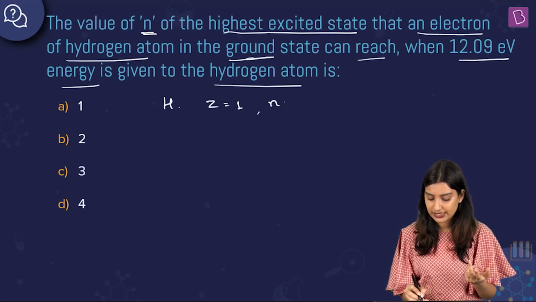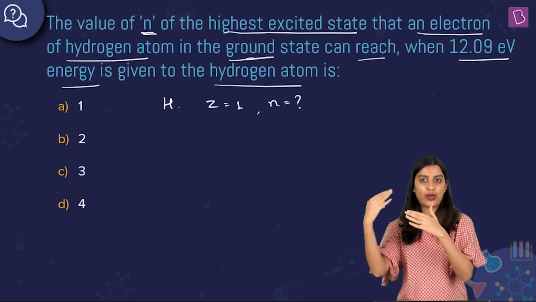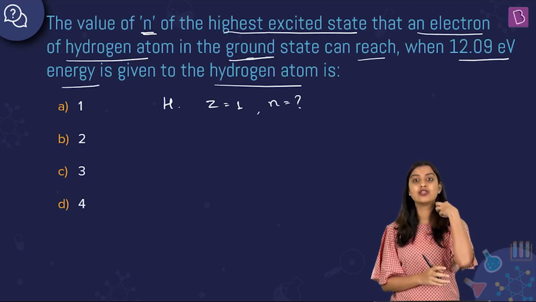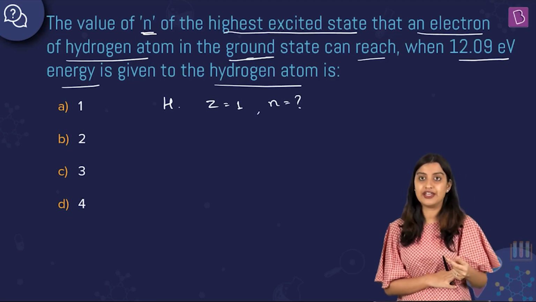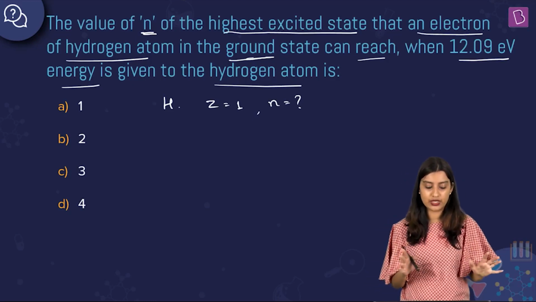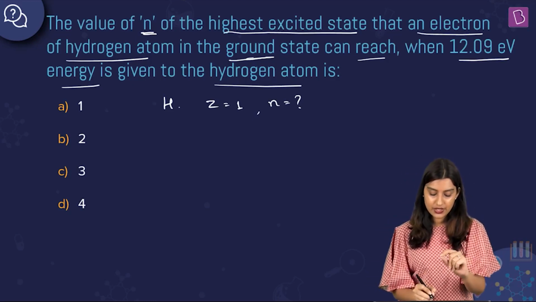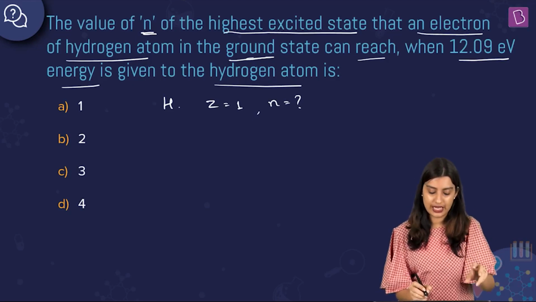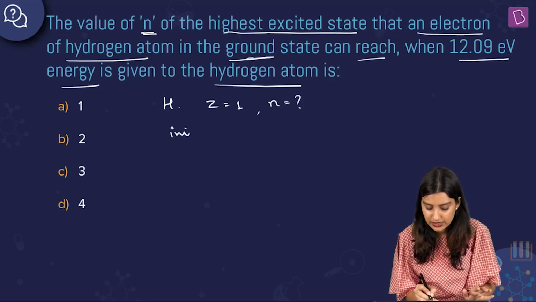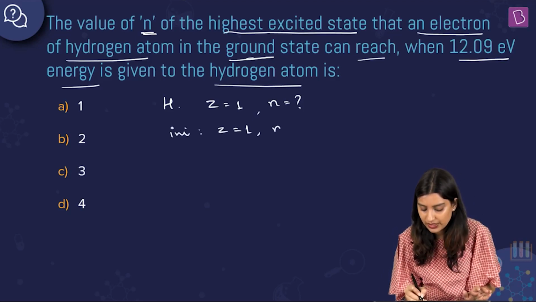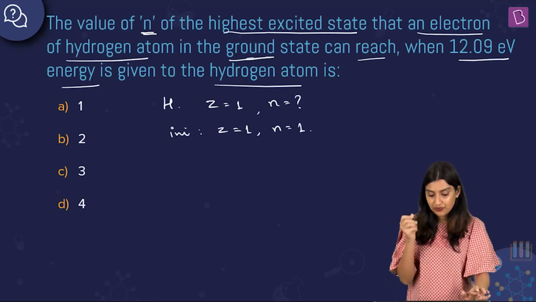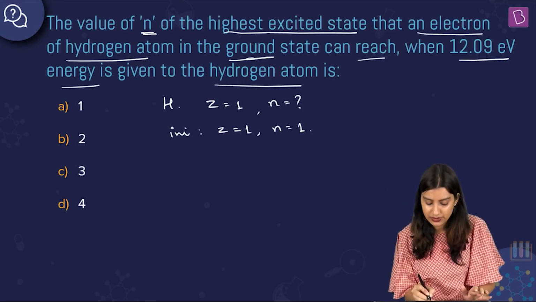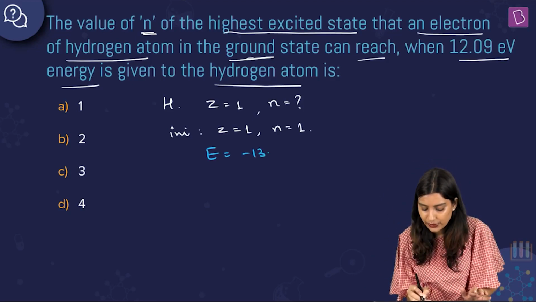You have to find out what your N excited, or your N final, is going to be. They have told you that they are giving 12.09 electron volts of energy. Why does this matter to us? Basically, the electron is in the ground state of the hydrogen atom. So my initial conditions are Z is equal to 1 and N is equal to 1. Now, when Z is equal to 1 and N is equal to 1, your E becomes equal to E naught. So your energy is minus 13.6 electron volts.